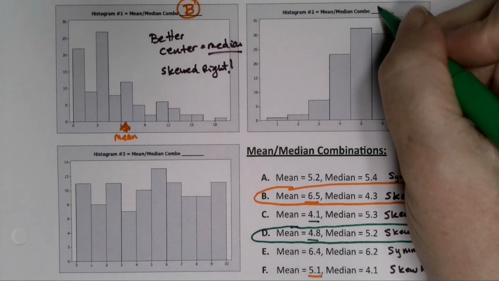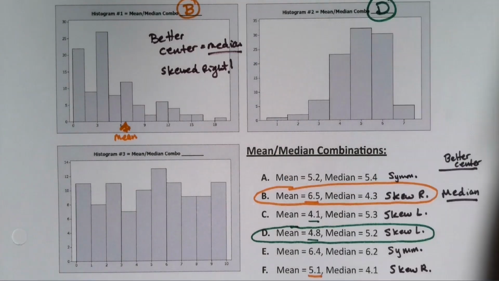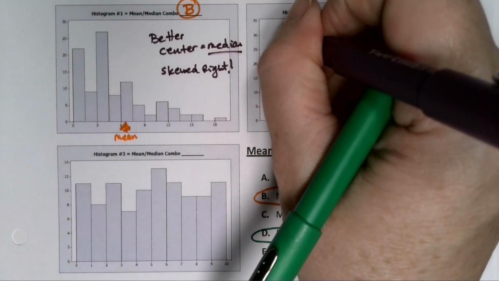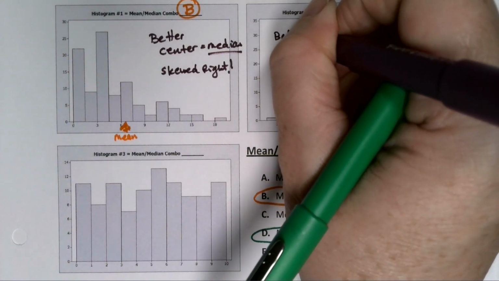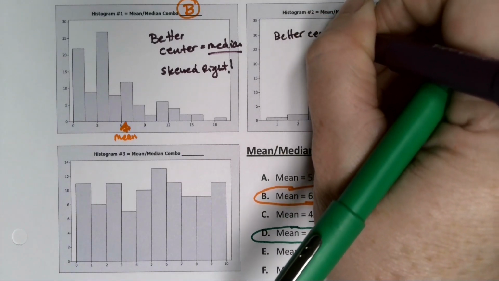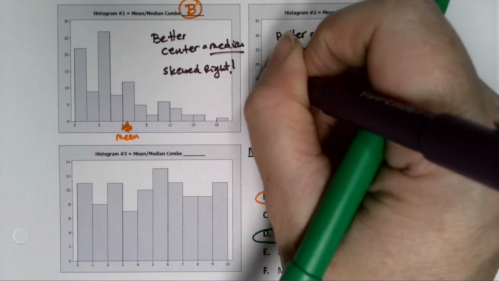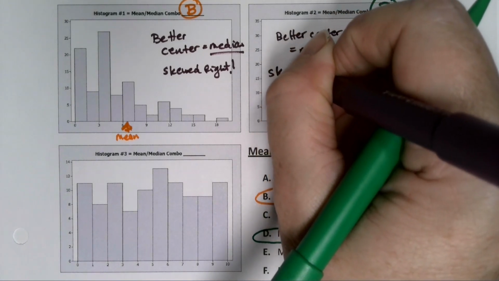is this one. Right? This is skewed left, and again, the median is the better measure of center because it's skewed left. So better measure of center is the median because it's skewed left.